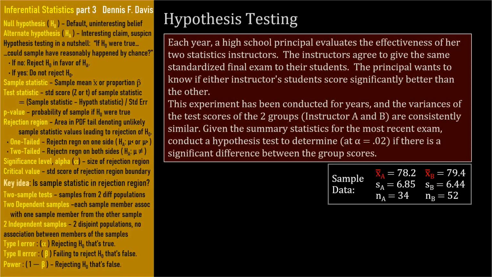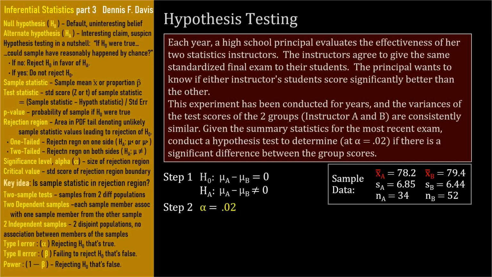Okay, this is clearly a 2-sample test. The samples are independent, and we're assuming the variances, and hence the standard deviations, of the 2 groups are equal. Step 1, our hypothesis. This is a 2-tailed test since we want to know if either group scores significantly higher or lower than the other. As usual, h0 assumes they're equal, that mu sub A minus mu sub B is 0. Step 2, we're given alpha is 0.02.